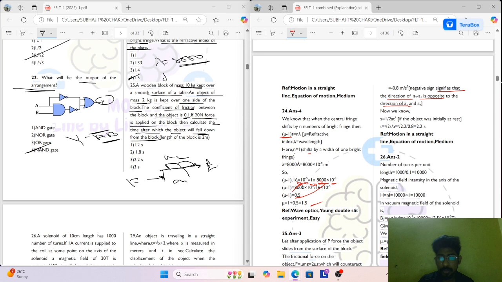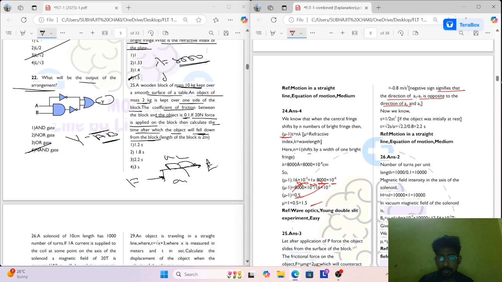If you put all the values here, you will get the value of B naught equal to 12.56 into 10 to the power minus 3 Tesla. B equals mu Ni, B naught equals mu naught Ni, so Ni will cancel out. So mu by mu naught equals mu r equals B by B naught. B equals 20, B naught equals 12.56 into 10 to the power minus 3. So mu r will be equal to what? 20 into 10 cube means 20,000.